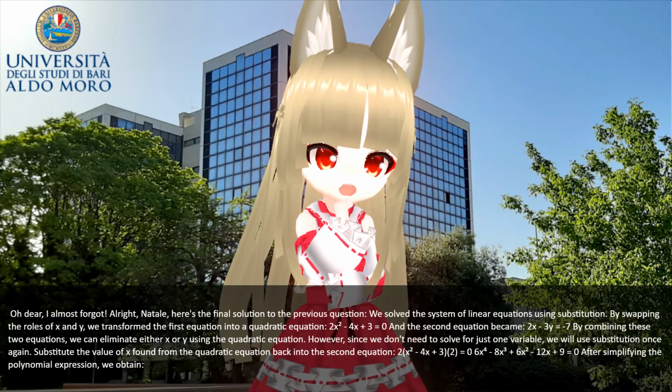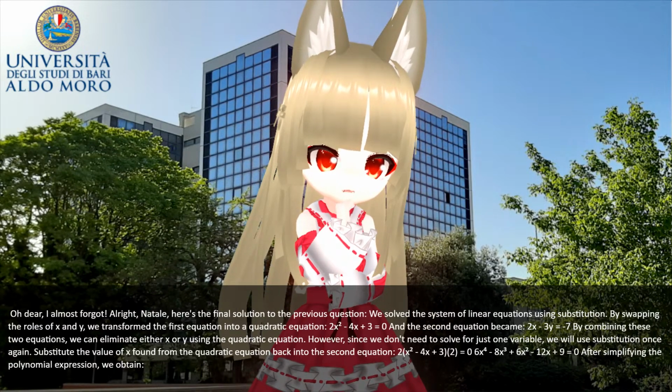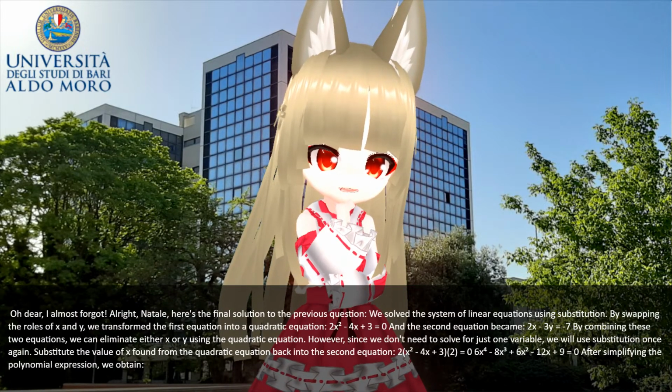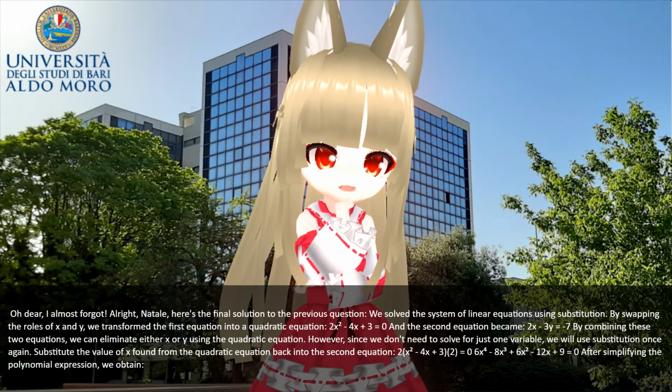Oh dear, I almost forgot. Alright, Natal, here's the final solution to the previous question. We solved the system of linear equations using substitution. By swapping the roles of x and y, we transformed the first equation into a quadratic equation. 4x + 3y = 0 and the second equation became 2x + 3y = -7.